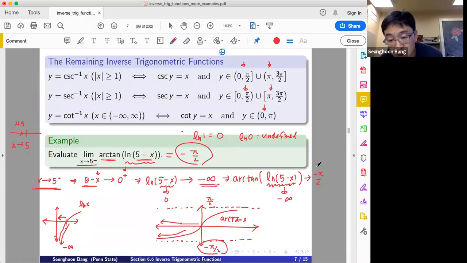Why is it negative? So this means negative infinity, you said? The negative infinity is here. The x value, 5 minus x, approaches 0 from the right. It doesn't matter which side. From the right, the corresponding graph is going down. This is the reason we can use minus infinity. Is that good?